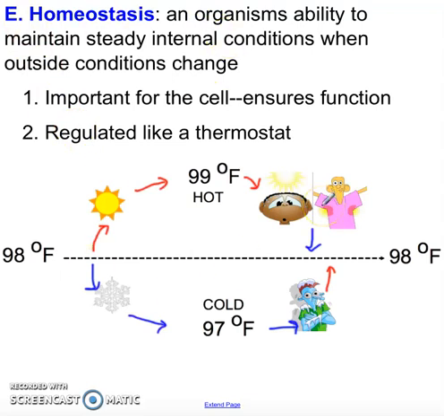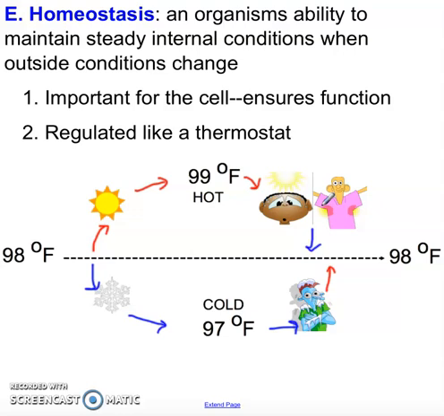All right, another characteristic, homeostasis. Big word there. Hopefully you should practice saying it. So hit pause. Homeostasis is an organism's ability to maintain steady internal conditions when outside conditions change. What that means is that your body temperature is around 98.6 degrees, and your body does a pretty good job maintaining that internal condition.